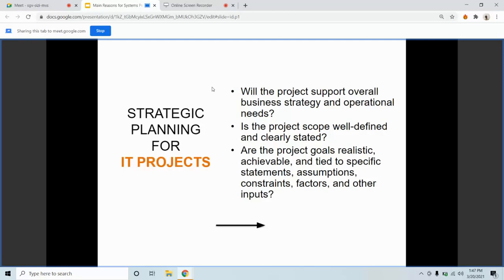Okay? Another is, are the project goals realistic, achievable, and tied to specific statements or assumptions or constraints or factors and other inputs? It simply means, will the project actually support our goal? Is it achievable? For us to be able to achieve the development, mahuman ba siya? We make sure that our scopes are clear.